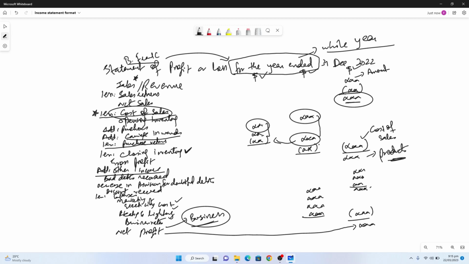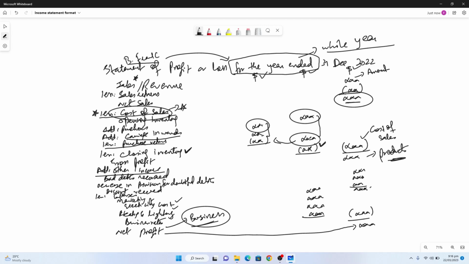Now, sir, why is the closing inventory deducted? The closing inventory is deducted because whatever items are left at the end of the year, we need to exclude them, because we need to find the cost of sales. Whatever items were sold, we need to find the cost of those items. Okay, so that's why we are excluding those items which are still there in the warehouse, which have not been sold so far.